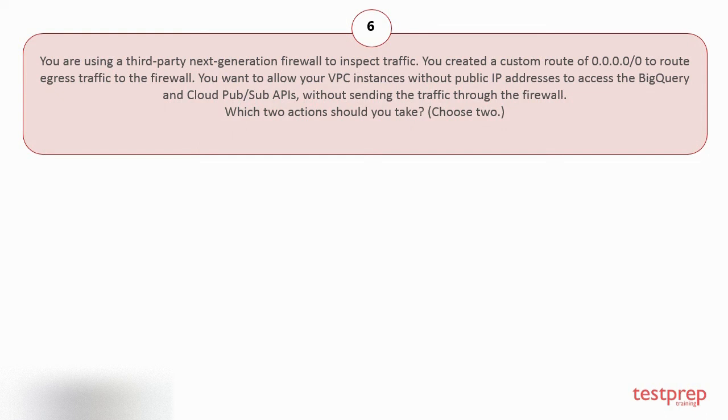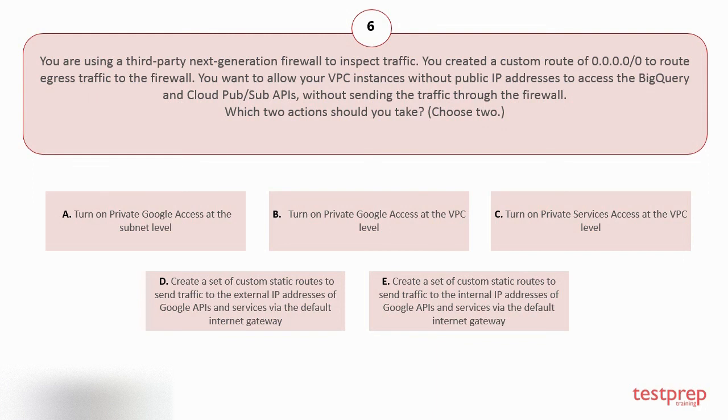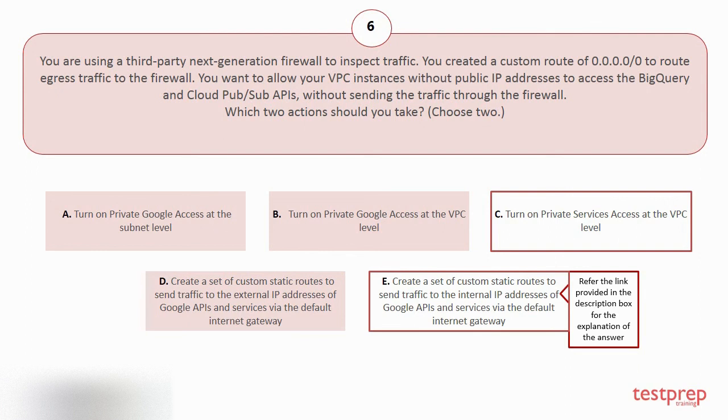Choose 2. Your options are: A. Turn on private Google access at the subnet level. B. Turn on private Google access at the VPC level. C. Turn on private services access at the VPC level. D. Create a set of custom static routes to send traffic to the external IP addresses of Google APIs and services via the default Internet gateway. E. Create a set of custom static routes to send traffic to the internal IP addresses of Google APIs and services via the default Internet gateway. The correct answers are option C and E.